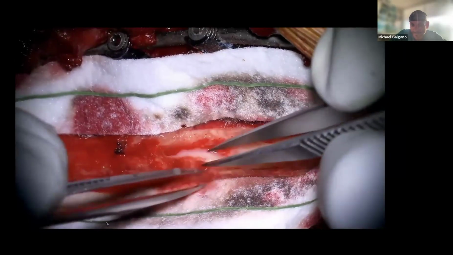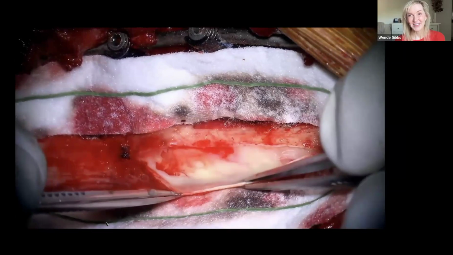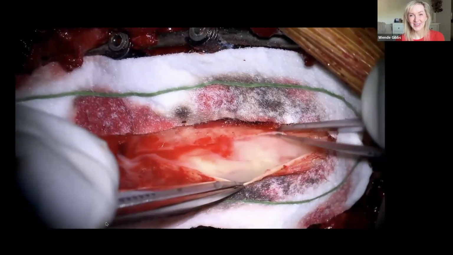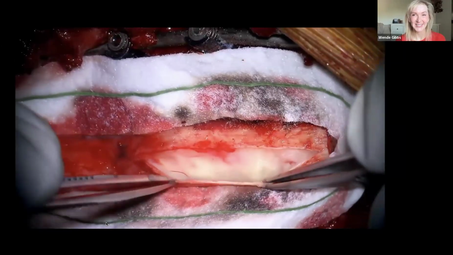So, have you ever seen something like this, Wendy? No, it's a pretty impressive case. I've never seen that before. I just know that's what it would look like, but I have never seen one in real life, and certainly not in these surgical patients.